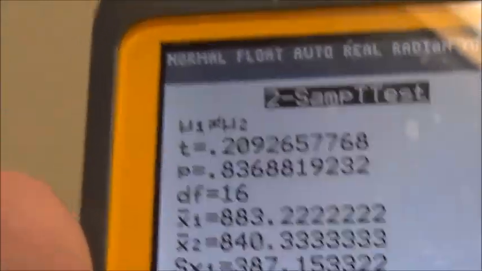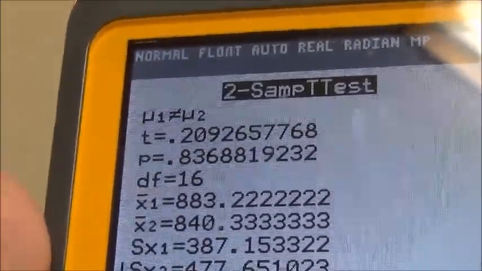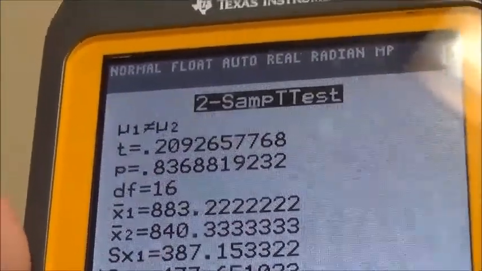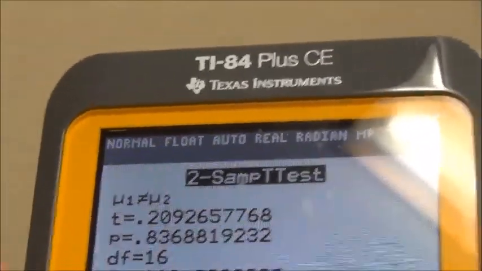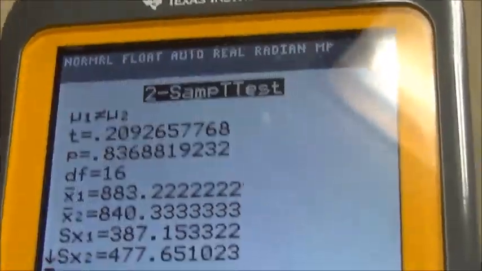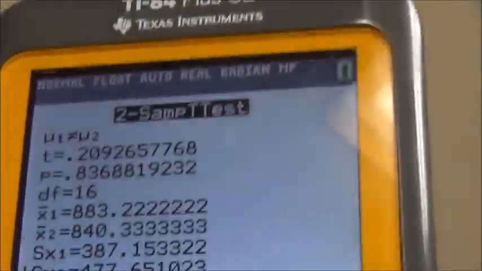So my t-value there is 0.2093. My p-value is 0.8369.